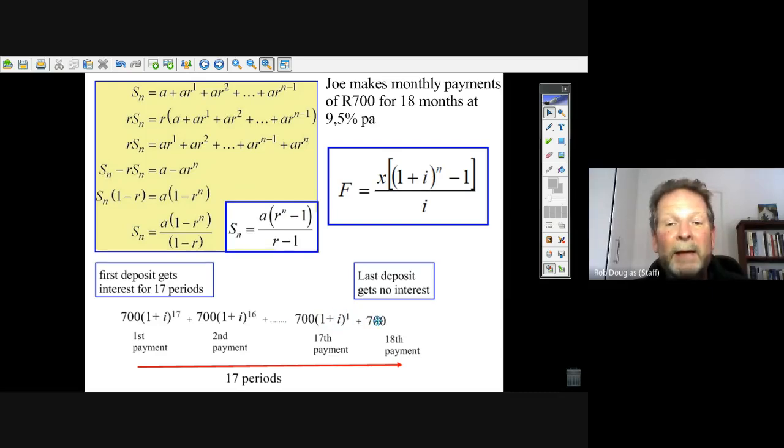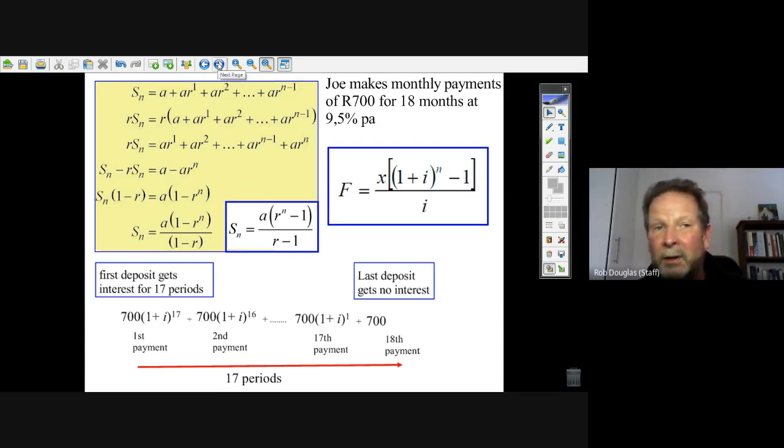And then the very last payment will happen at the end of the 18th month, and there won't be any interest because that's when it ends. That's the end of the 18 periods. Take a look at this. There's your a times r to the first power, then r to the second, third, fourth, all the way to the n minus 1. That's your formula for a geometric series, where a is your x, your 700 Rand, i is the interest rate, and n is how many payments you make.